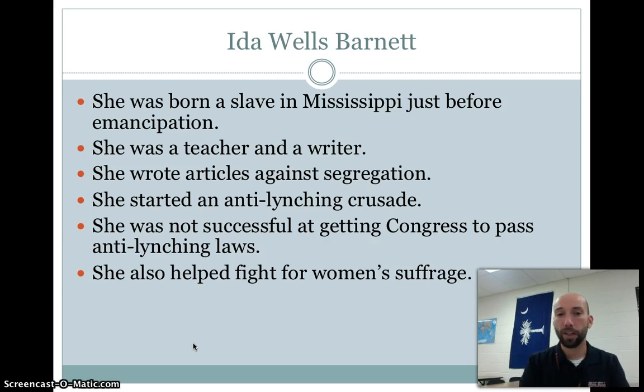Booker T. Washington is very gradual. W.E.B. Du Bois is kind of more in the middle. And then Ida Wells Barnett is probably a little more radical than those two. And they're shaped by what they went through in life.